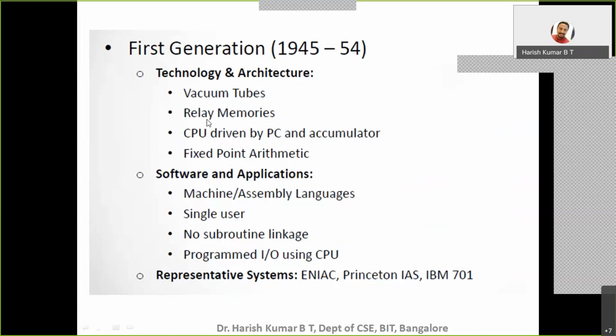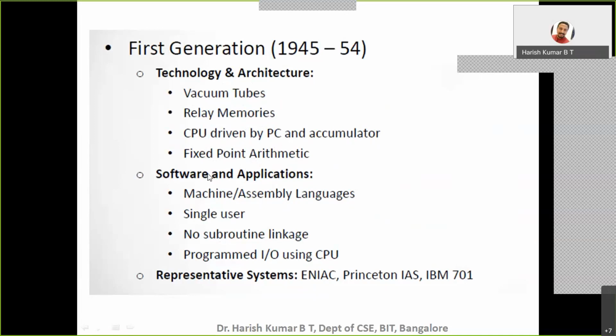Vacuum tubes were there, relay memories were there, the CPU was driven by the PC, and there were no special I/O processors also. These days, all input-output operations are taken care of by I/O processors, also called co-processors. But in first generation computer systems, there were no I/O processors. All input-output operations were carried out by the single CPU itself. And what kind of operations was it capable of performing? Only fixed point arithmetic operations, not floating point arithmetic operations.